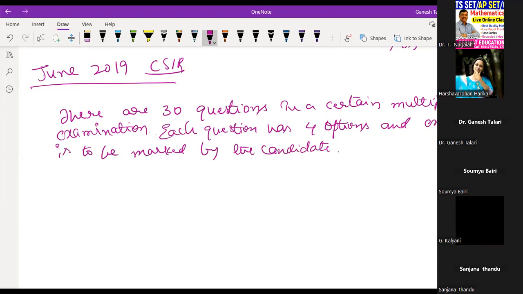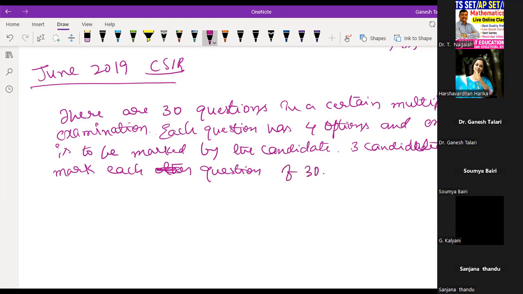Okay. 3 candidates A, B, C mark each question of 30 questions randomly, random independently, you can write. Random independently.